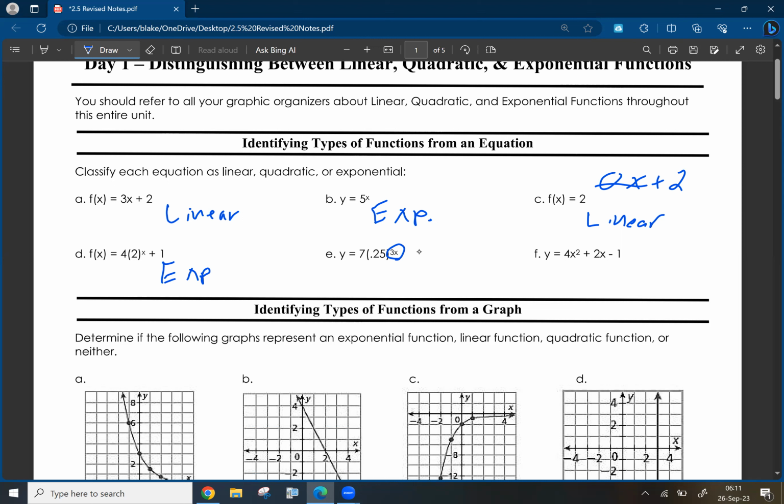One second. Sometimes when I try to use the eraser, it gets a little laggy.